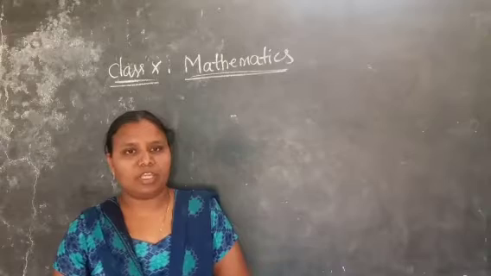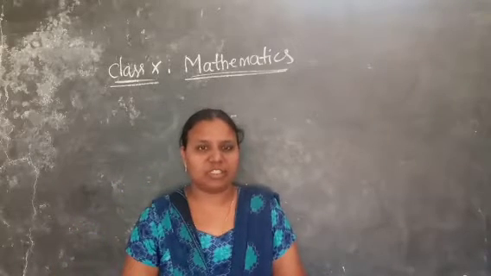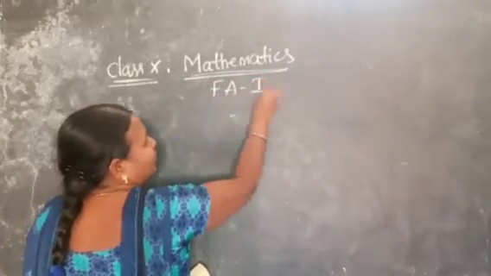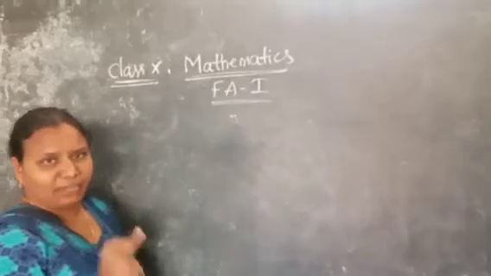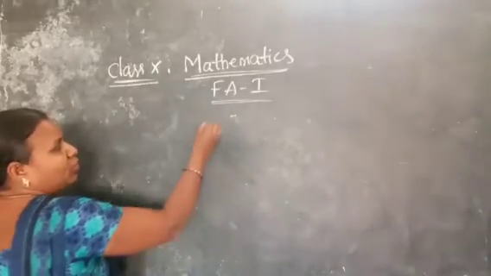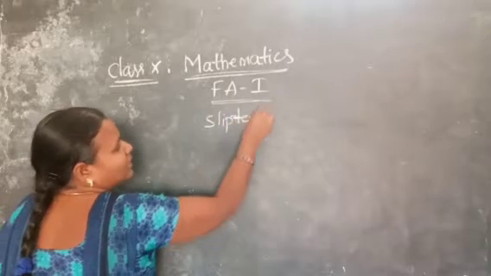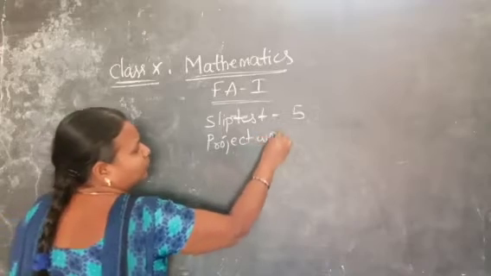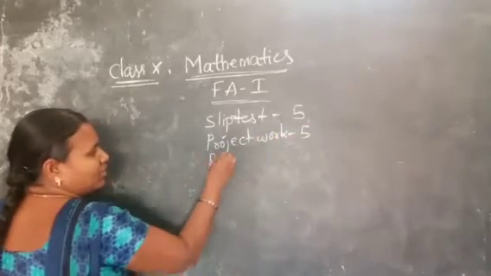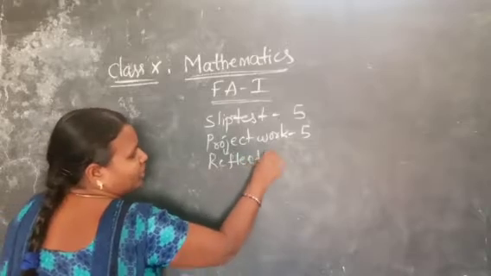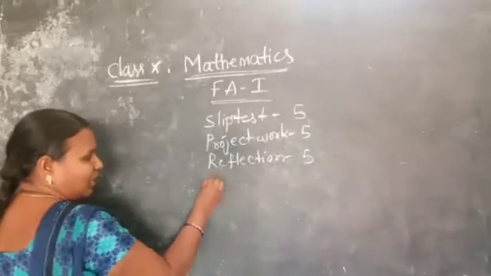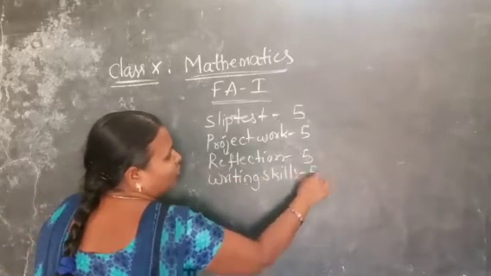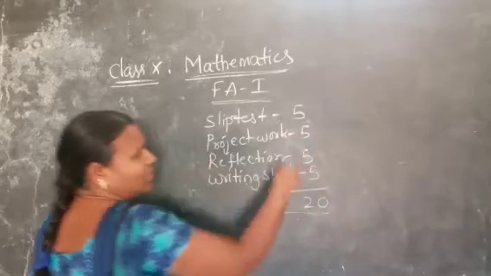For FA1 here I am giving project and reflection questions. We know that for FA1, for a formative assessment, we need to write a slip test. For this, slip test 5 marks, project work 5 marks, reflection 5 marks and writing skills 5 marks. Totally you will get 20 marks for the FA from all these.